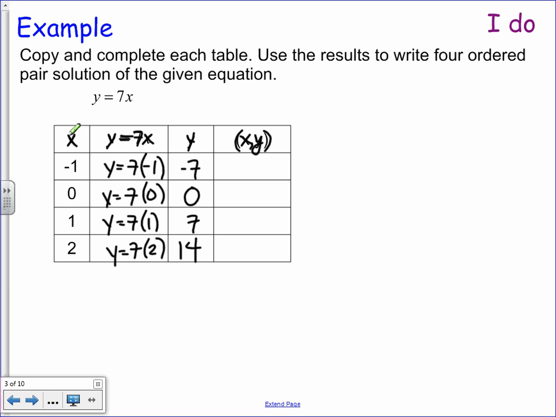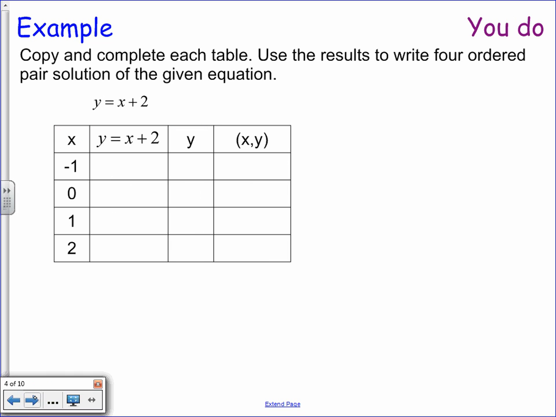So now my ordered pair is going to come from my x and my y. So this ordered pair here is going to be -1, -7. Here we're going to have 0, 0, 1, 7, and 2, 14. Remember that this is a function, so none of your x's should repeat, and we should have different y values for all of those x values. Okay? All right, you try this one, and when you're ready for the answer, replay me. Make sure you work it out first.